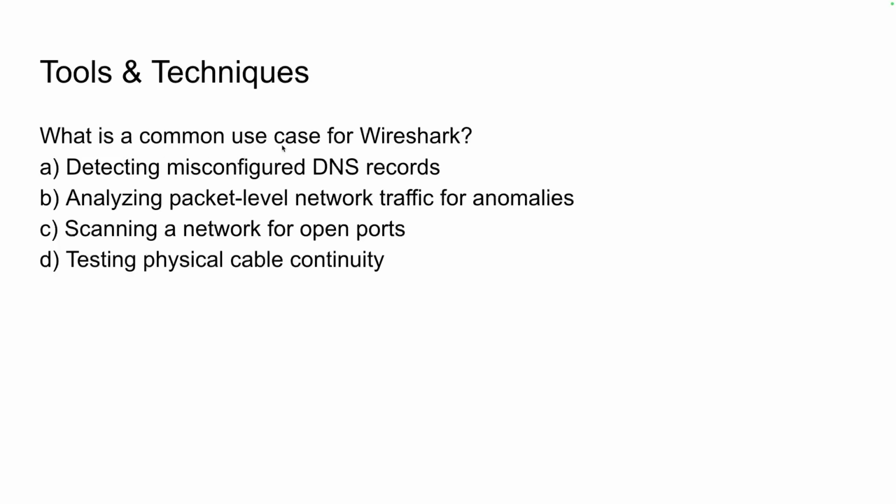What is a common use for Wireshark? So to detect misconfigured DNS records, analyzing packet level network traffic. I mean, that's literally packet level network traffic. Scanning a network for open ports, testing physical cable. So it does not scan a network for open ports. It listens to traffic that's going on inside of a network, and then you can see if there are open ports based on that traffic. It does not test physical cable continuity. It can detect misconfigured DNS records. That could be something that you can do with the packet capture that's being done with Wireshark, but its main purpose, its common use case, is to analyze packet level network traffic for anomalies.